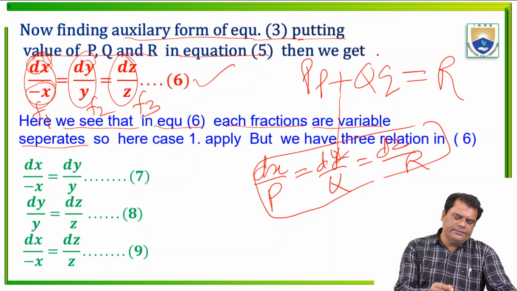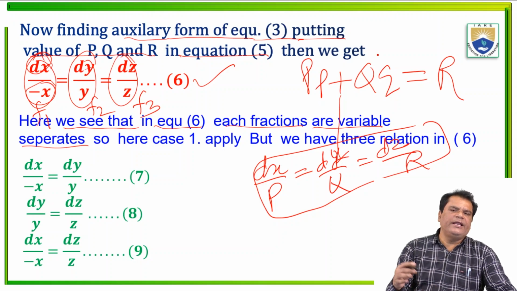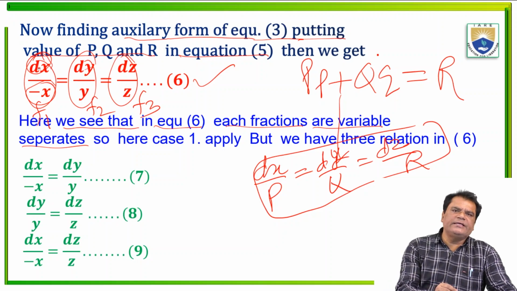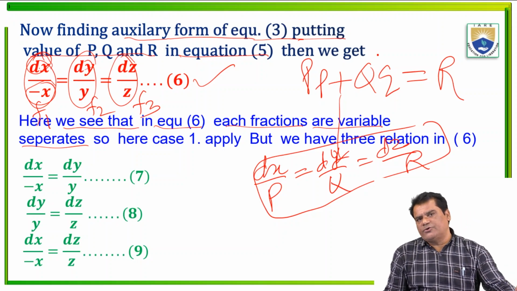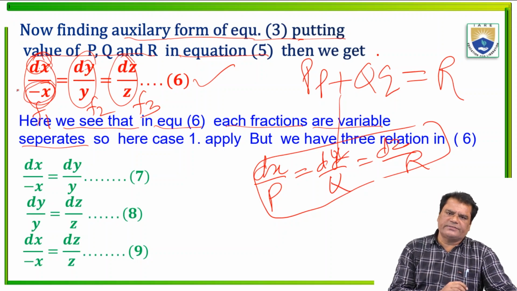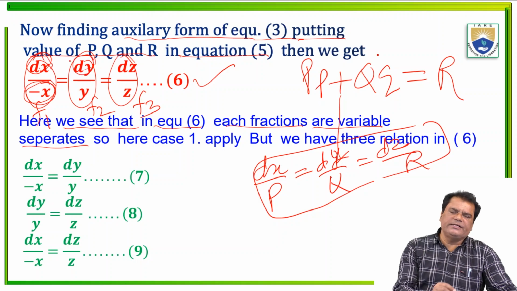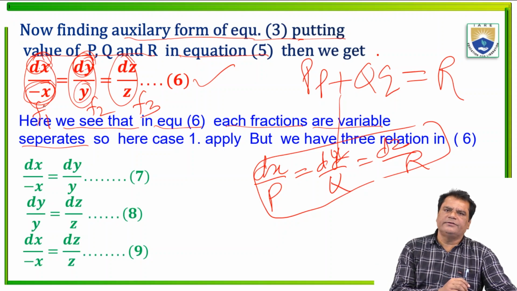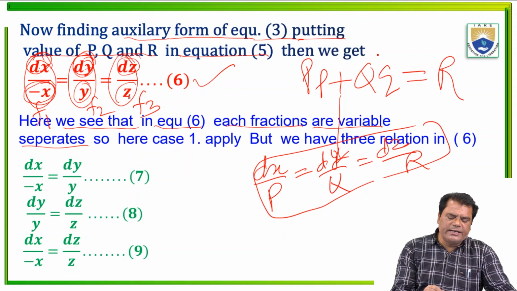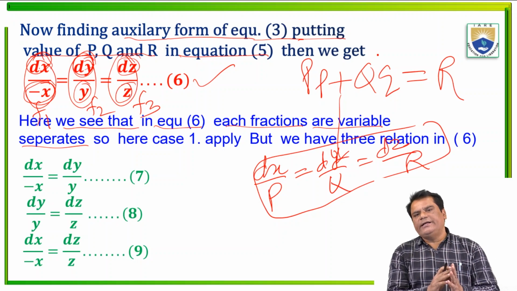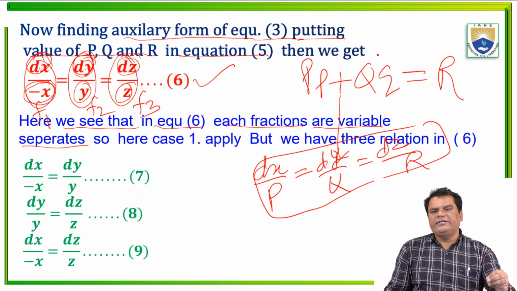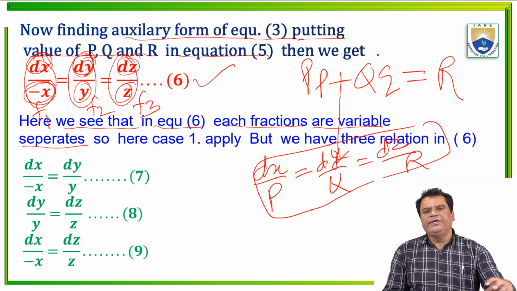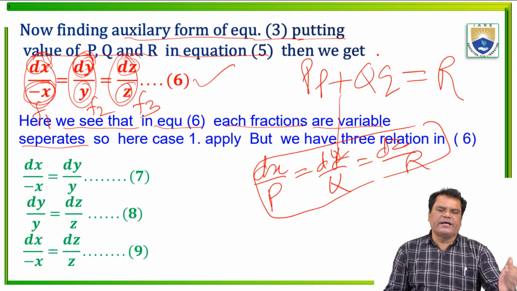How can we say that each fraction has variables separate? In the numerator is dx, and dx means integration with respect to x, and in the denominator is a function of x only. Here in the numerator is dy, integration with respect to y, and in the denominator is y only. In the numerator is dz, integration with respect to z, and in the denominator is z only. So we see that in equation 6, each fraction has variables separate, which means we can integrate each fraction easily.